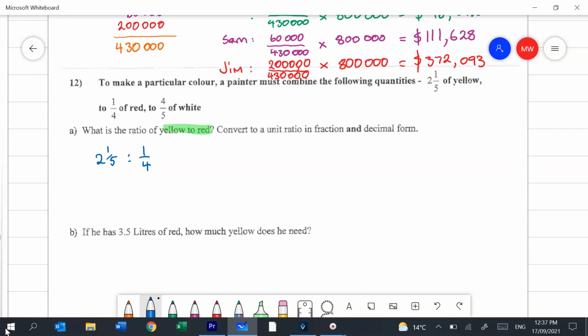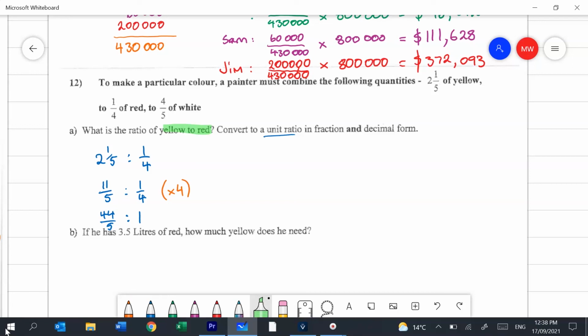I don't like working with these mixed numbers. We're going to switch the fraction. So 2 times 5 is 10 plus 1 makes 11/5 to 1/4. And it said to me that we needed to make it a unit ratio. So one of these is going to have to become 1. It's easiest to convert that quarter. So we'll just make each side 4 times bigger. And that means that we'll end up with a ratio of 44/5 to 1.